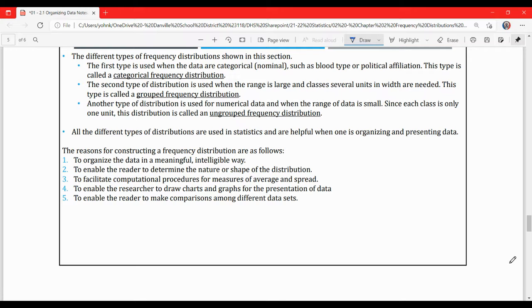And there's lots of different reasons for why someone would construct a frequency distribution. Number one, to organize the data in a meaningful and intelligible way. Number two, to enable the reader to determine the nature or shape of the distribution. Number three, to facilitate computational procedures for measures of average and spread. Four, to enable the researcher to draw charts and graphs for the presentation of data. And number five, to enable the reader to make comparisons among different data sets. So these would all be valid reasons as to why someone would want to make a frequency distribution.